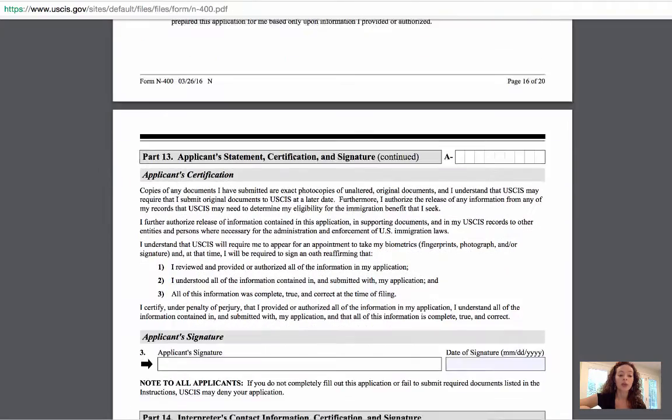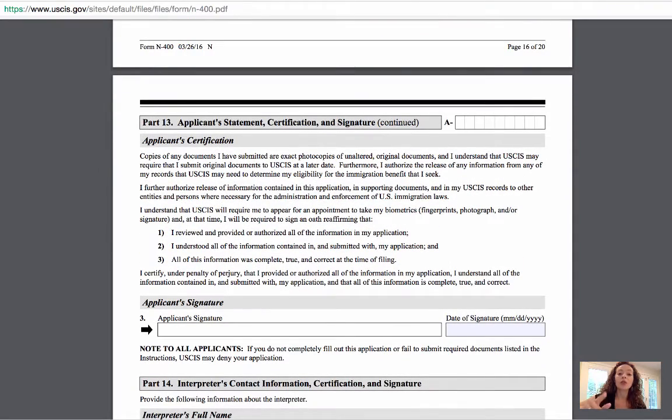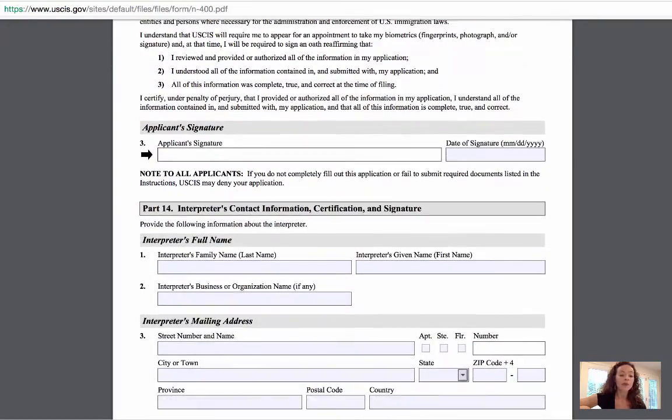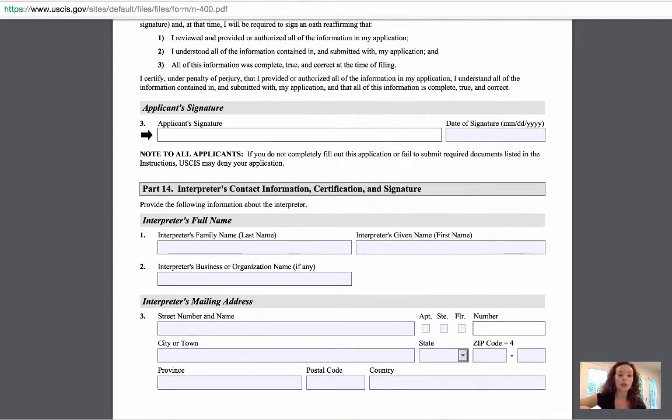Okay, so it's very important that you sign that. You're going to make copies of all these things before you send out your packet, but make sure you don't send a copy of your signature, right? When you send your package, make sure that the form that you sign has your original signature on it, not a copy. All right, part 14, the interpreter's contact information, certification, and signature.